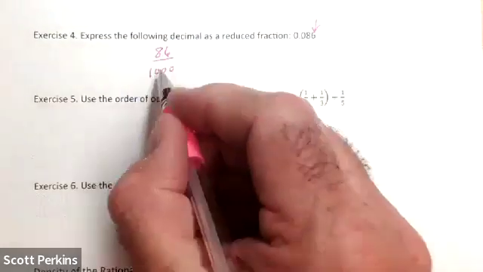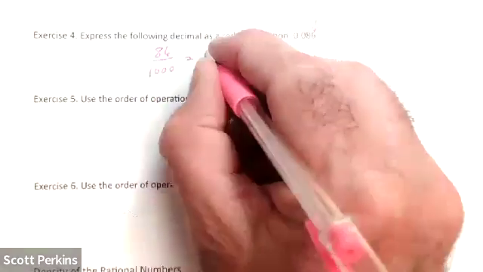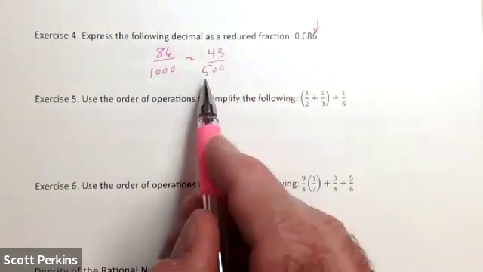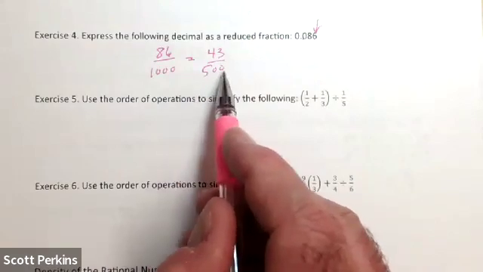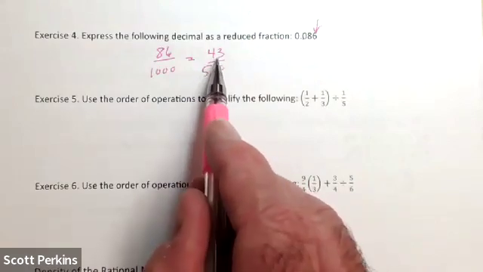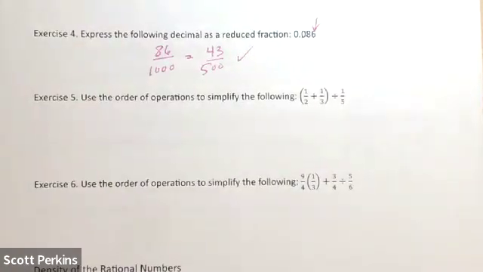So both of those numbers are even. When I divide 86 by 2, I get 43. When I divide 1,000 by 2, I get 500. The only numbers that go into 500 are 2 and 5. There's just a bunch of 2s, a bunch of 5s. Neither 2 nor 5 go into 43, so that is fully reduced.